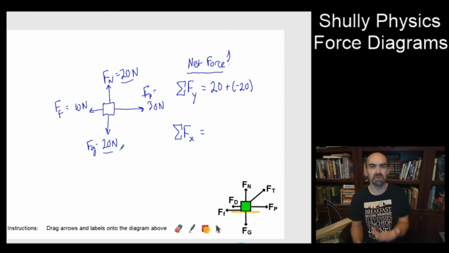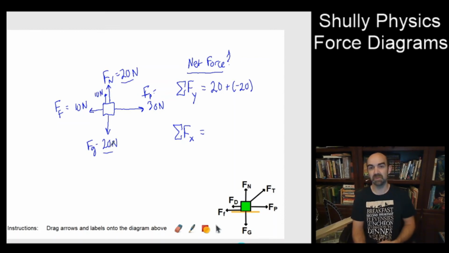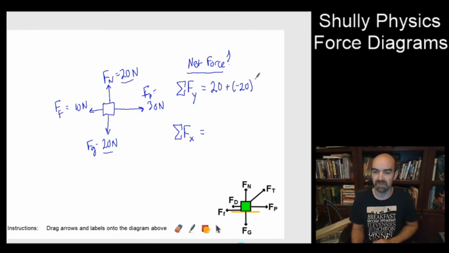Now, if there were two forces pushing up, we would add them together. So what if there was a spring on the bottom and boing, boing, boing, it just added a little bit of force? Well, then we do 20 plus 10 minus 20, and that would give us the net force. But there's no spring. So in the y direction, the net force is a big whopping 0 newtons.